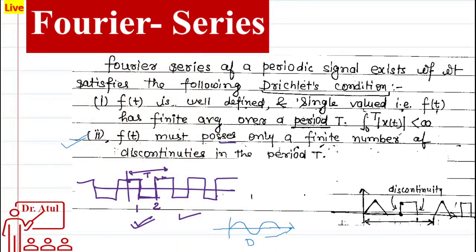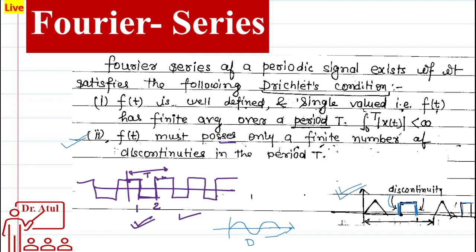Let's go further. Discontinuities, here you can see there are discontinuities. Let me show you. Where is the discontinuity? It is shown here. This point is a discontinuity point where the value cannot be defined. Not this one, this one. At the same instant, the value is 0 and 1 also. But in this triangular wave there is no discontinuity, and in this there is discontinuity.